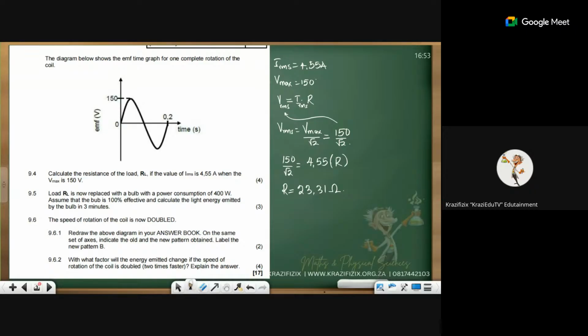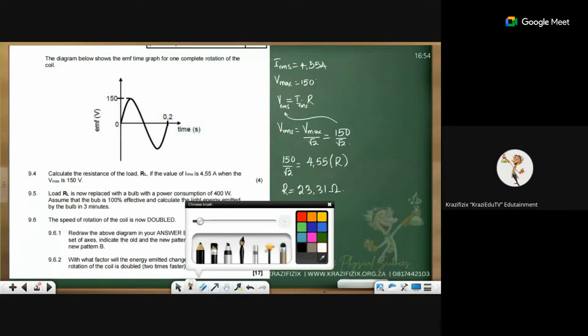Also, our next question. The load RL is now replaced with a bulb with a power consumption of 400 watt. So that's the power. Assume that the bulb is 100% effective and calculate the light energy emitted by the bulb in 3 minutes. What are we looking for? The light energy. When we say energy, it's just basic work. Now, how do we calculate energy? Again, your formulas will tell you.